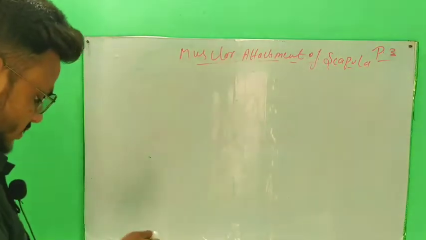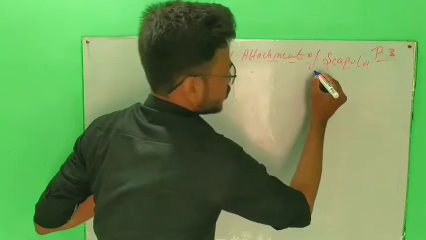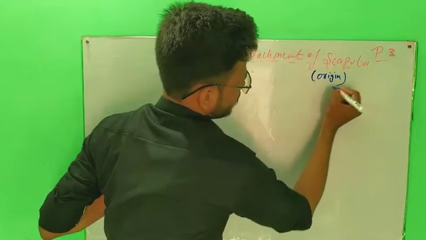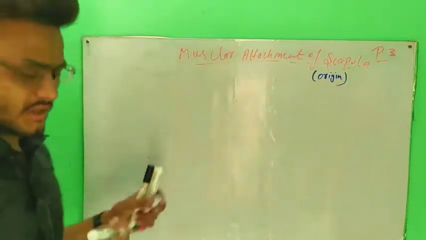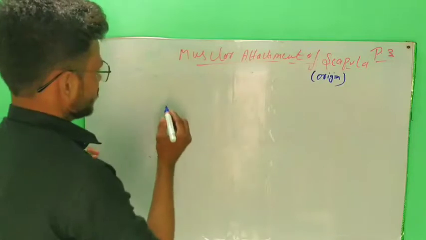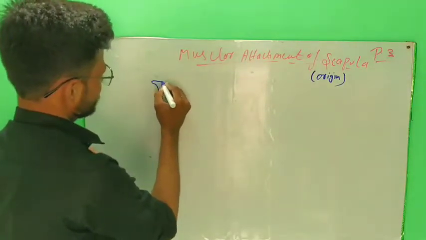For the muscular attachment, firstly we will talk about the origin of the muscle, the origin of the muscle from the scapula. Firstly, I will draw a diagram of the scapula, the anterior view of the scapula.